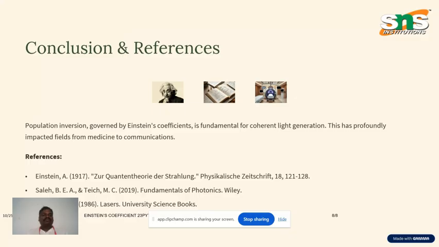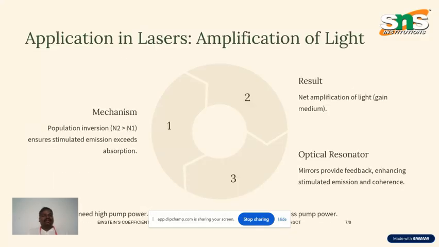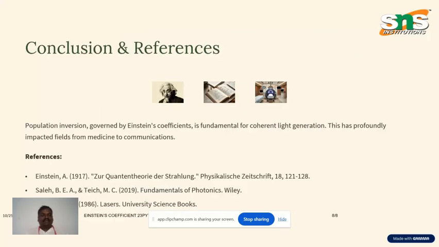This has profoundly impacted fields from medicine to communications, like the three different types of laser levels, with mechanism, result, and optical resonator. These are the population inversion methods, Einstein coefficients A and B, calculative methodologies and derivations.